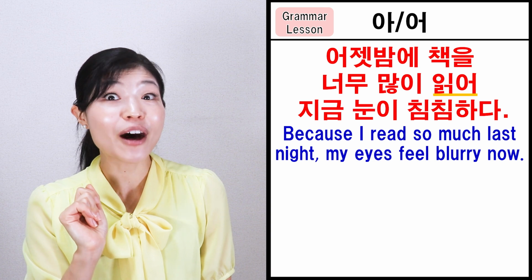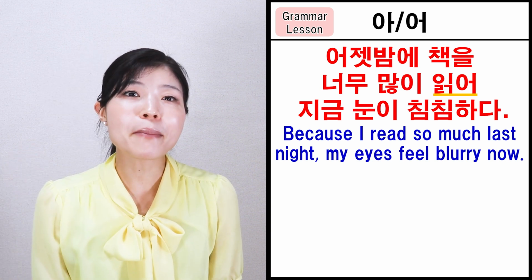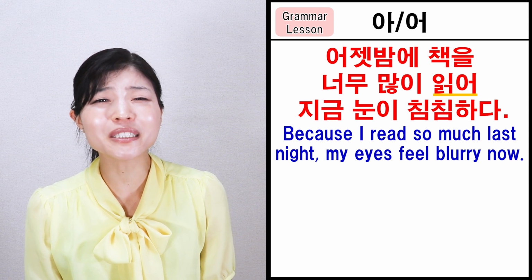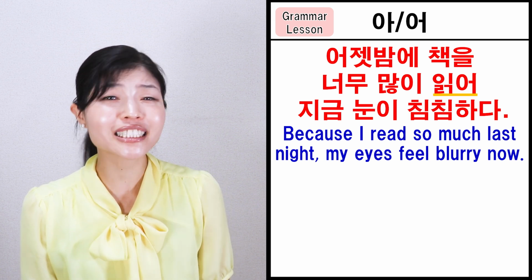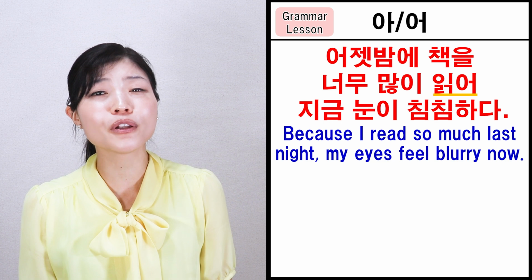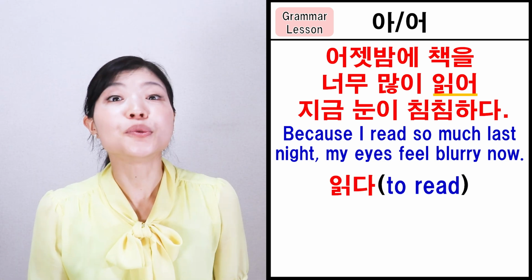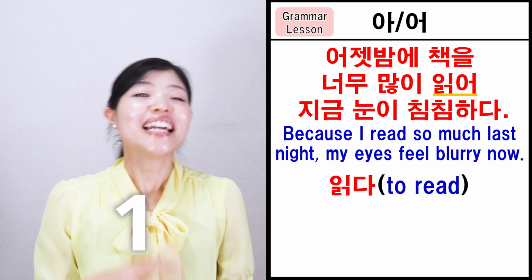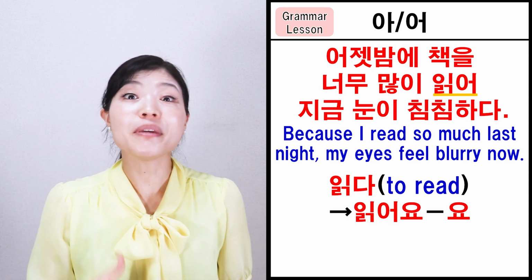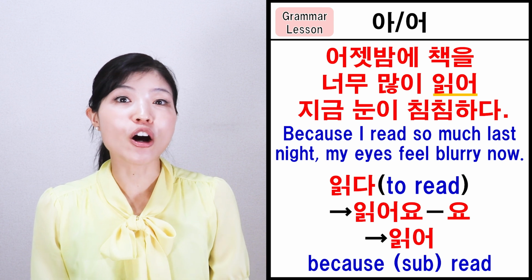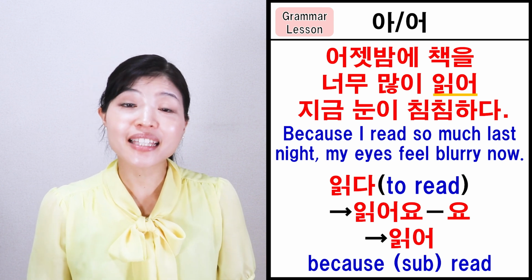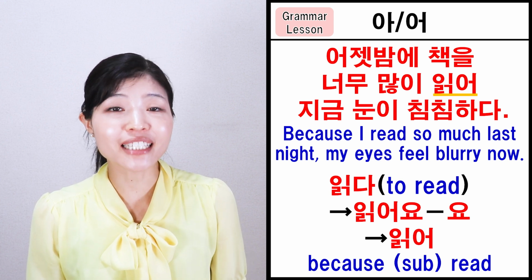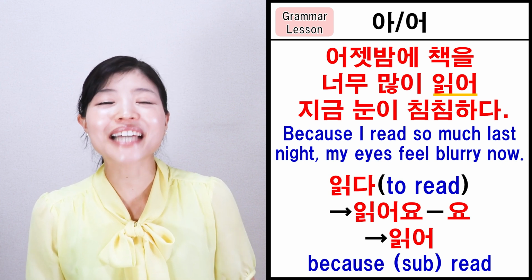Now, let's read out a sample sentence. 어젯밤에 책을 너무 많이 읽어 지금 눈이 침침하다. Because I read so much last night, my eyes feel blurry now. Here, 읽다 is to read. The 요 form is 읽어요! Yes! You omit 요 from this to make 읽어 because subject read. In this sentence, it ends with 한다 form, which is 침침하다, to feel blurry, because all sounds formal.